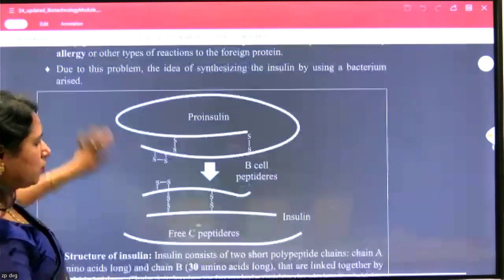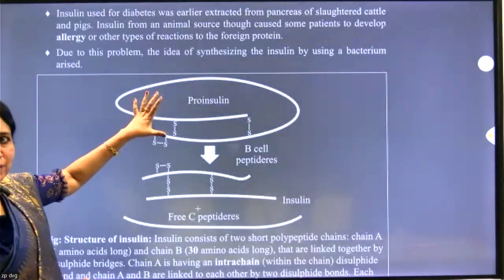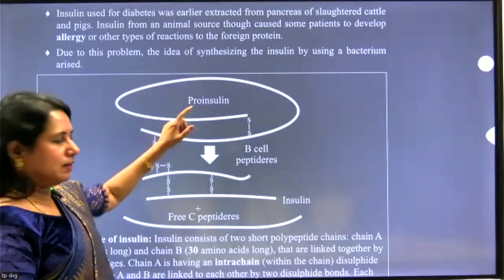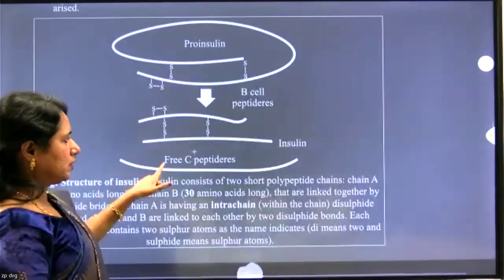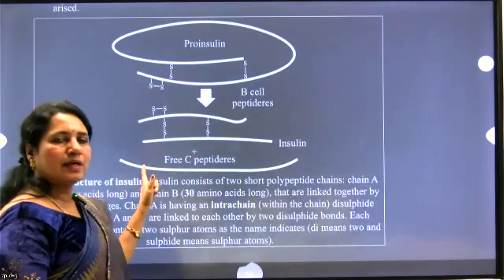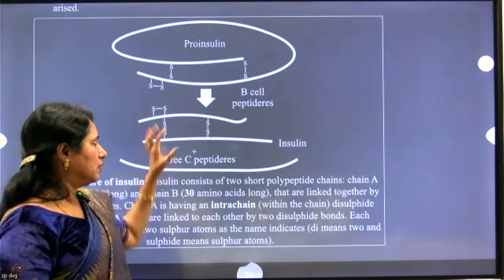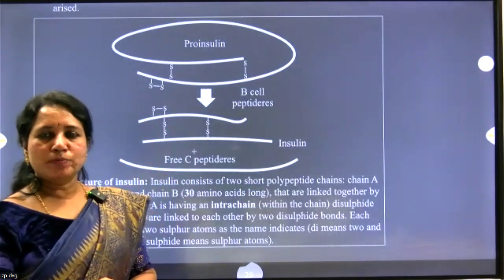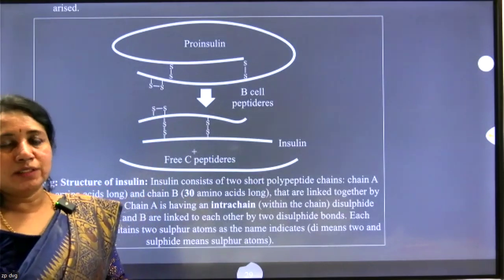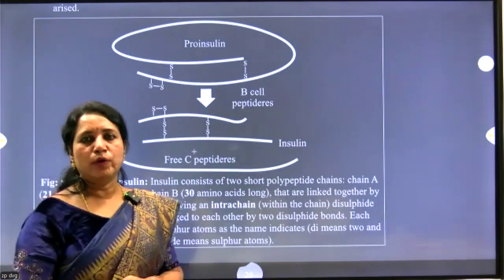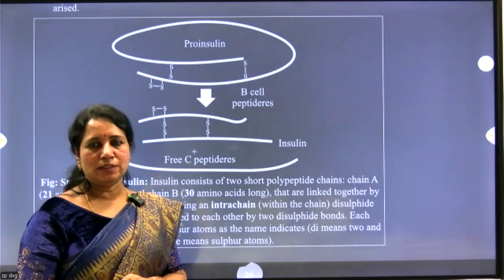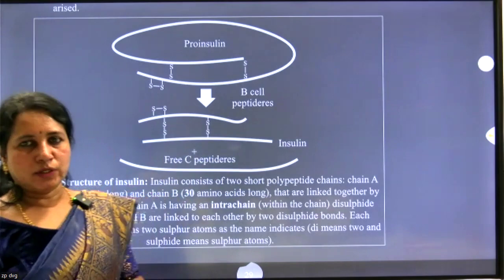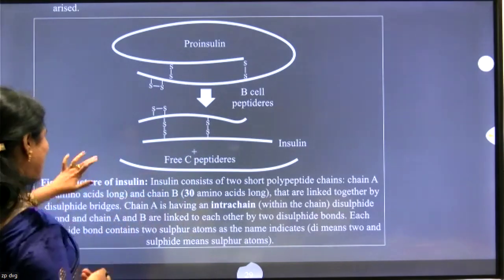So this is the structure of non-functional or precursor insulin, also called proinsulin, and this is the functional insulin after the removal of the C peptide. This is the insulin that is produced by pharmaceutical companies, called humulin. Humulin is nothing but human insulin.